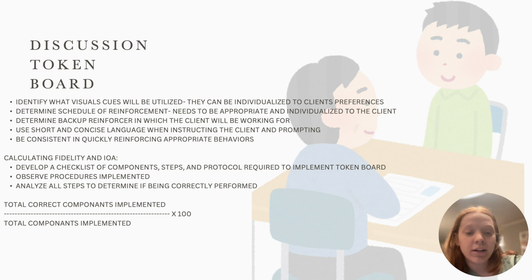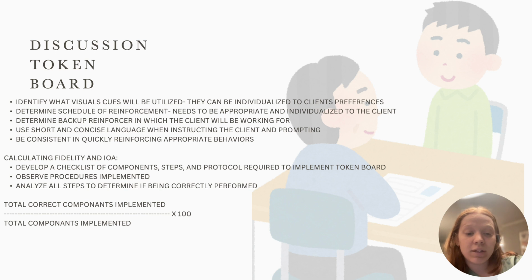We want to use short and concise language when instructing the client and prompting, and be consistent in quickly reinforcing appropriate behaviors. This at times depends on what the schedule of reinforcement is, but depending on what that is, we need to quickly reinforce appropriate behaviors. When calculating fidelity and IOA, we need to develop a checklist of components, steps, and protocol required to implement the token board for that specific client.